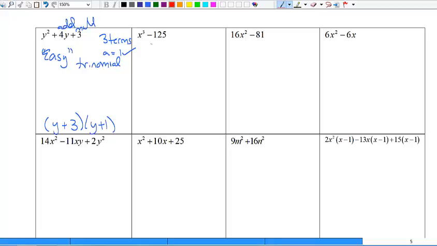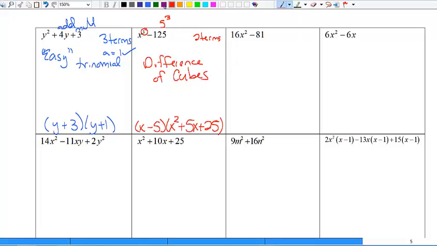The next problem, is there a GCF? No, there's not. Step 1. Step 2, 2, 3, or 4 terms? Well, there's 2 terms, which means it has to be a formula. Which formula is it? Well, because there's a minus, we know that's a difference. And because there's a little 3, and 125 can be rewritten as 5 cubed, we know it's a difference of cubes.